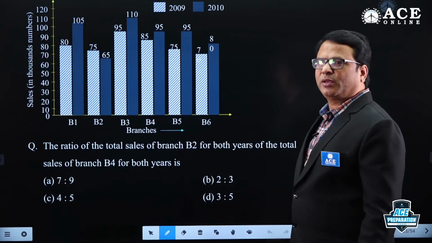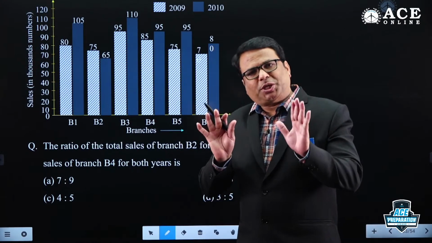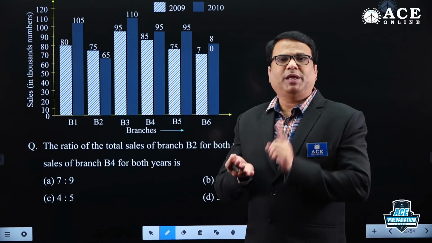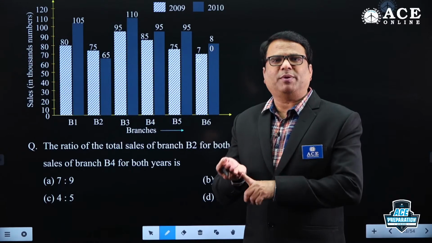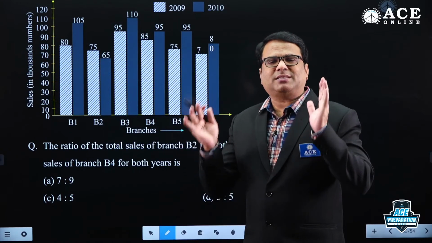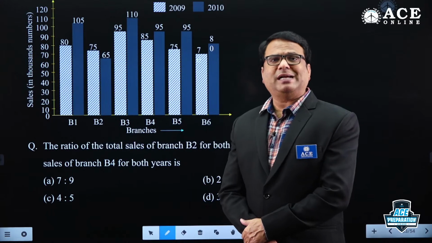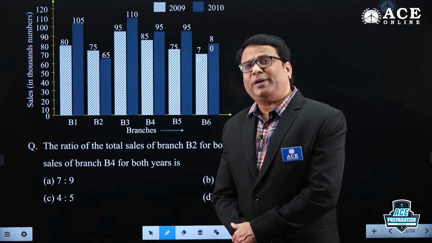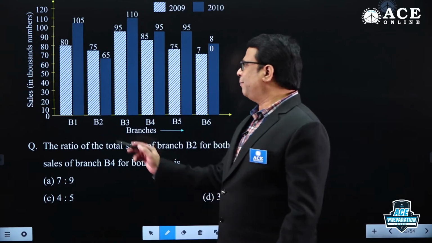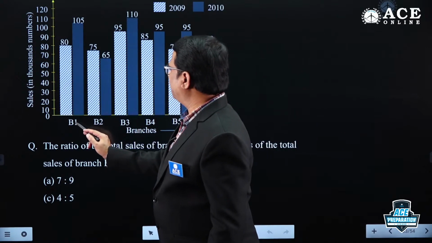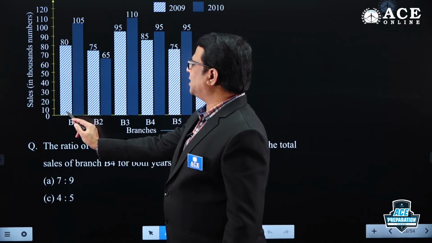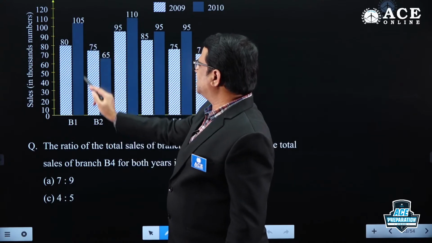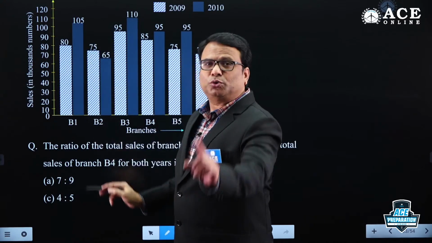Now, there is a publishing company. It has 6 branches, B1, B2, B3, B4, B5, B6. The data is given about the sale of books, and for how many years? 2 years. For example, if you take B1, this is the number of books sold in the year 2009, and the second one is the number of books sold in 2010.